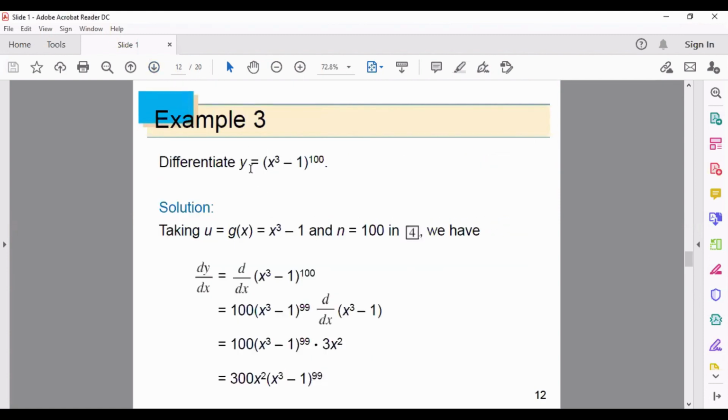Then, as an application, what is the derivative of this expression? What is the derivative of this expression? I will do it after the break.